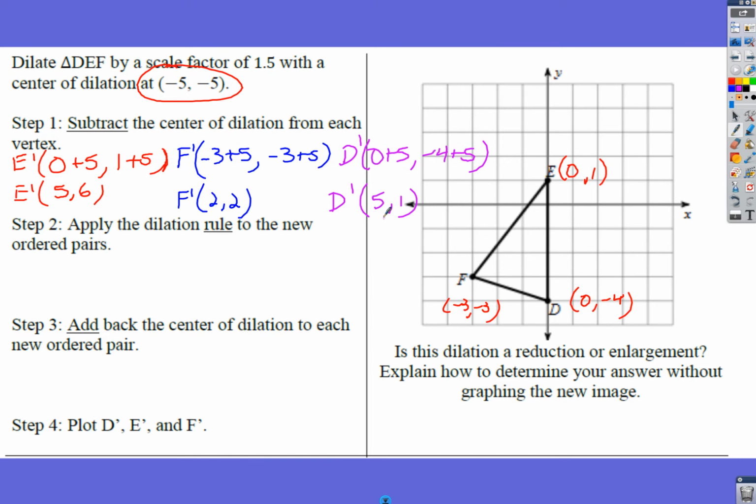What does the second step say to do? I apply the dilation rule, sure. So what is our dilation rule? It's whatever the scale factor tells us. What do we got to do with that 1.5? Not divide. Multiply. Yeah, dilations occur through multiplication.